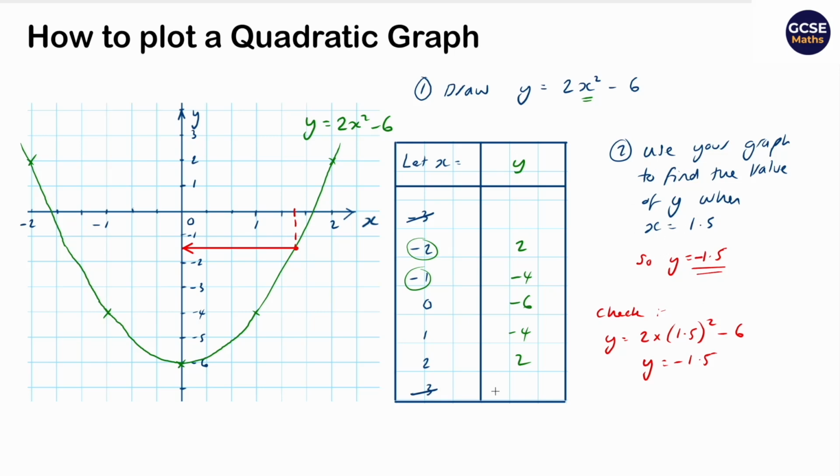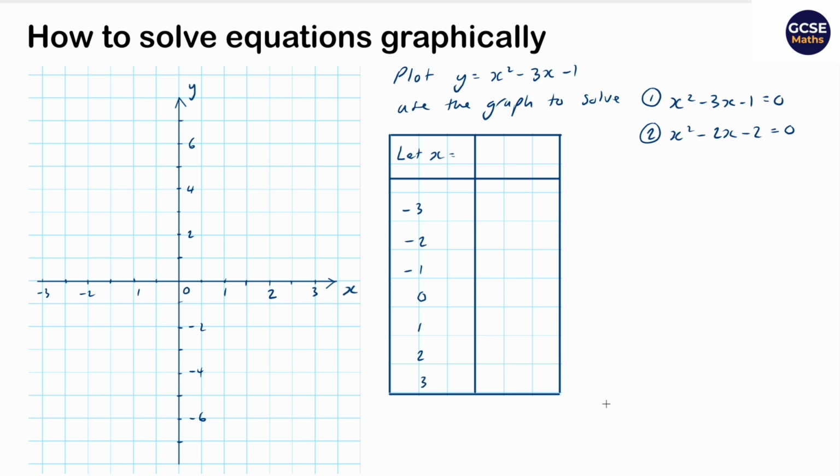Okay, another question here. In this question, we're asked to solve this equation graphically, and that means drawing it. We'll come back to the solutions in a second. So the first thing we do is we plot the graph y equals x squared minus 3x minus 1. That is exactly the same idea as we've just done a minute ago. If you've been given the graph, you've got the extent of the values of x as we have here.